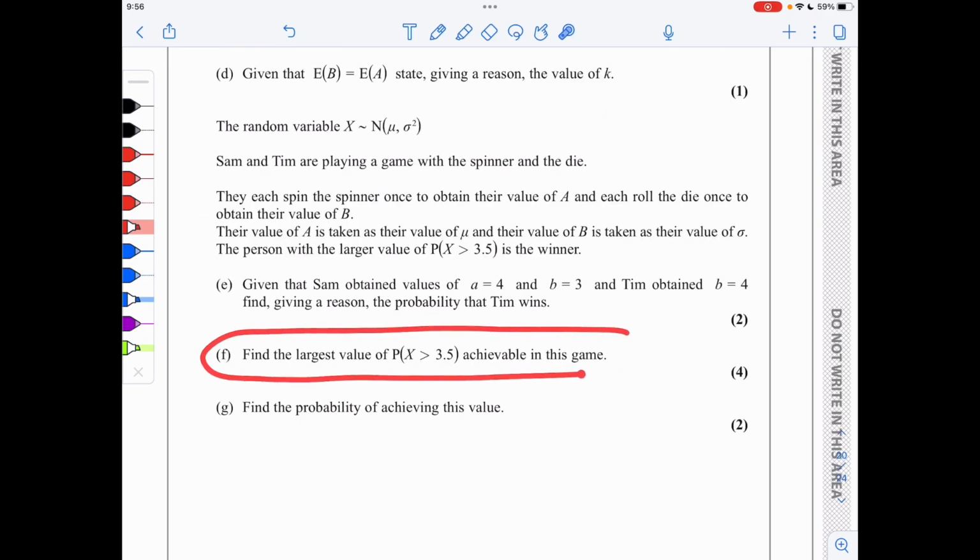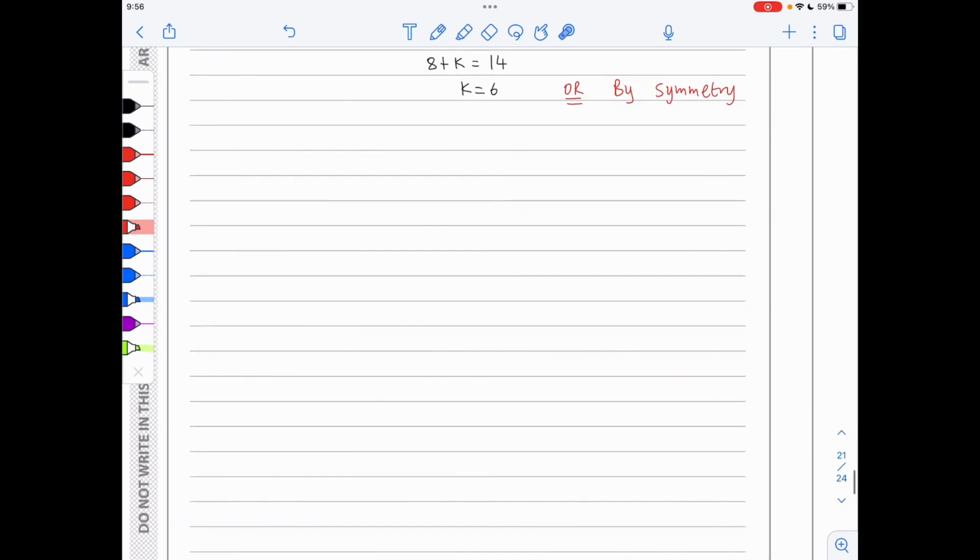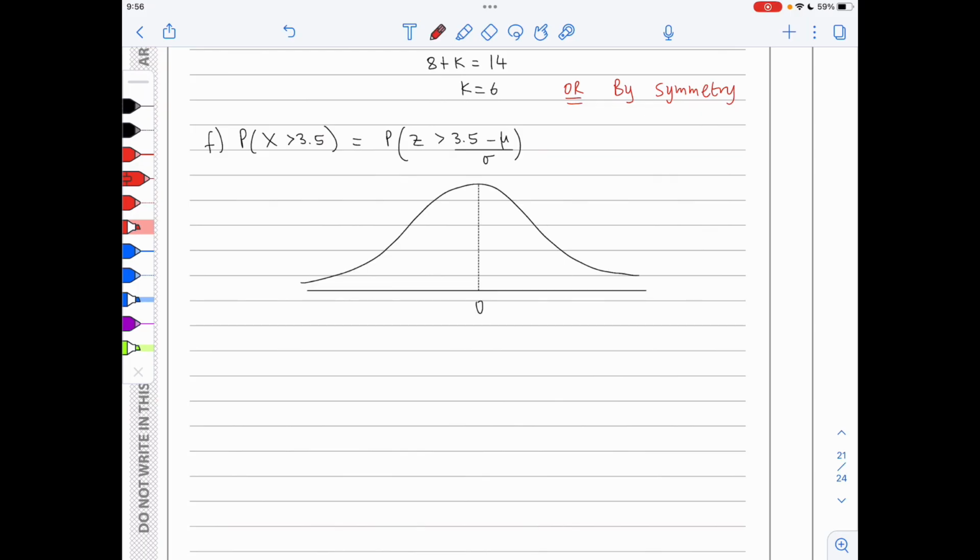In F, we are asked to find the largest value of probability x greater than 3.5 achievable in this game. So I will say that we are looking at the probability of x greater than 3.5, which is the probability of z greater than 3.5 minus mu over sigma. I will draw again a bell-shaped curve just to see what's happening. So there it is, it's centered at 0 once more. 3.5 minus mu over sigma is here, and I would like to make this region here as large as possible.